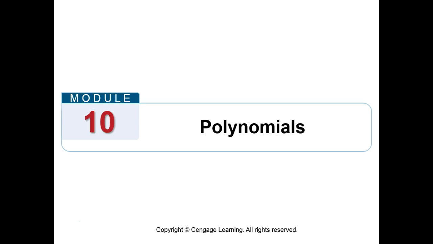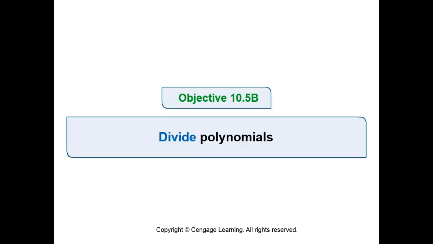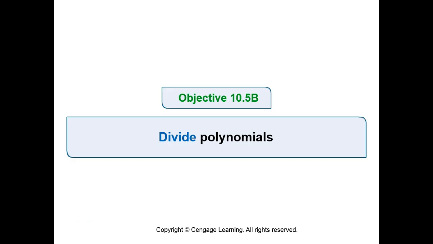Module 10, polynomials, nothing new there. Section 10.5, division of polynomials, nothing new there. But here is 5b, divide polynomials, as if we weren't already doing that. But what they mean now is what if you have multiple. To divide polynomials, you use a method similar to that used for division. Okay, let's back off. Give me a number.